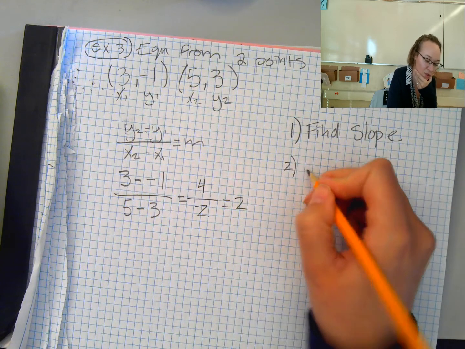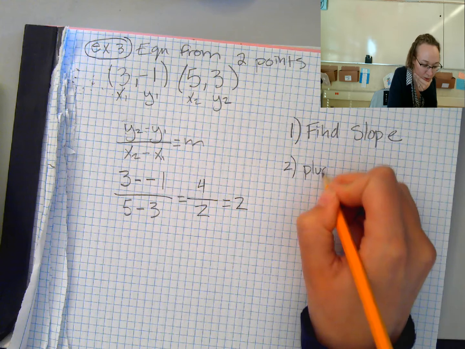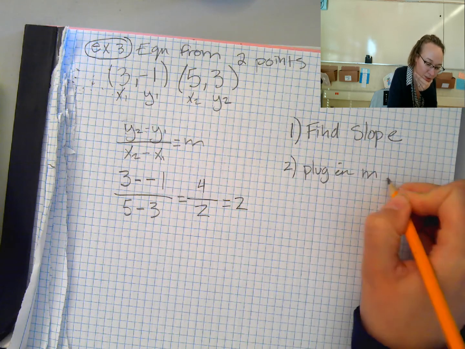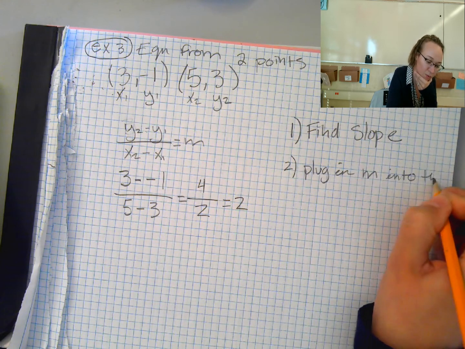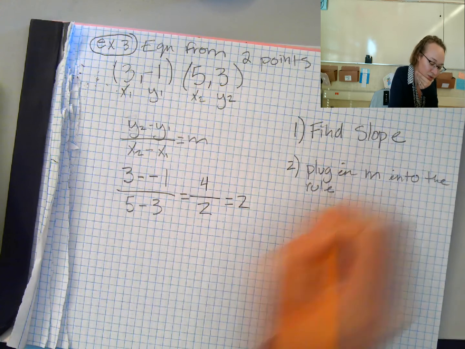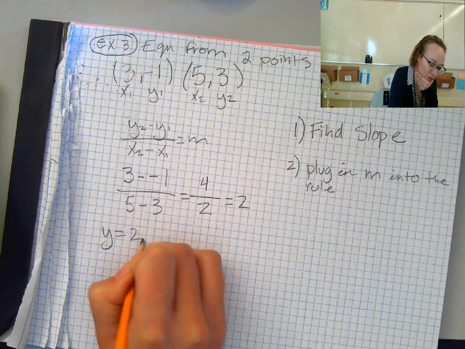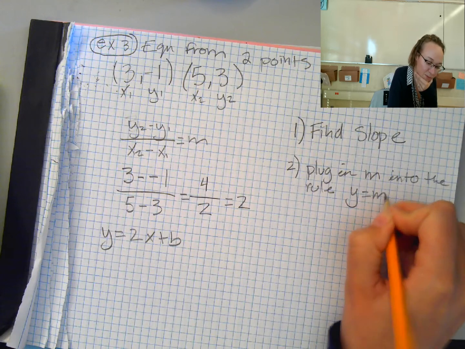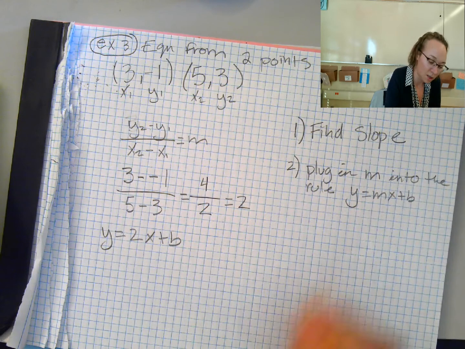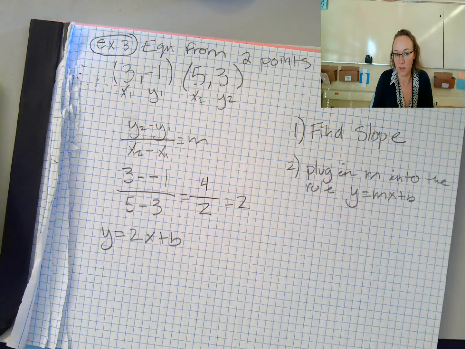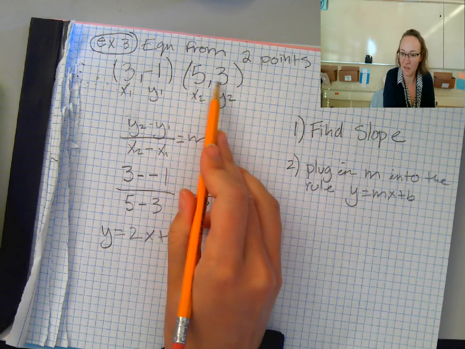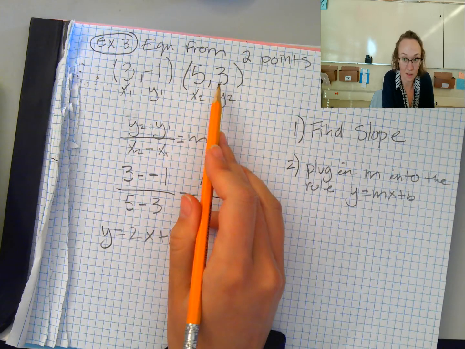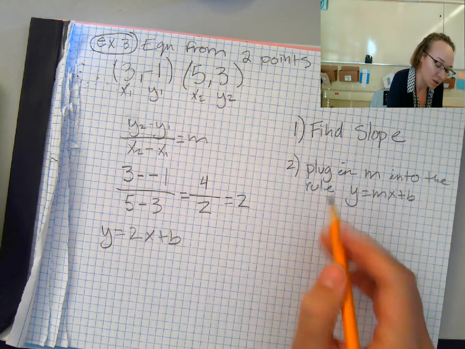Next, I'm going to plug m into the rule. So y equals 2x plus b. So into the rule y equals mx plus b. And then I need to pick one of the points. It does not matter which one. Whichever one looks friendlier to you is the one you're going to use. I'm maybe going to do that one since it doesn't have any negatives, but really it doesn't matter. Either one is fine.